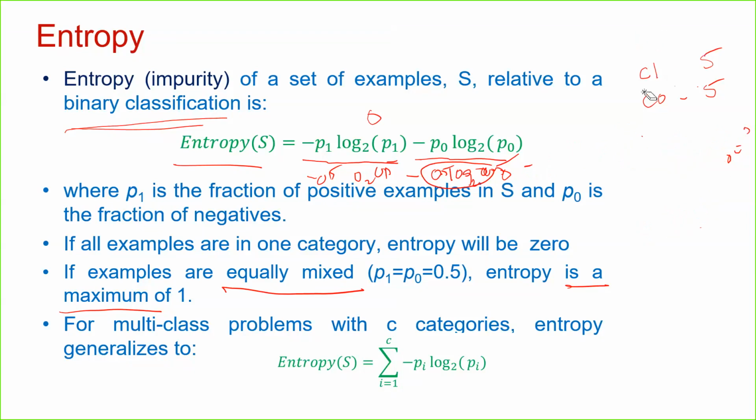What if it is a multi-class classification problem? Multi-class means there are k classes, where k is greater than 2. P1 is the fraction of class 1 instances, P2 is the fraction of class 2 instances, and so on. Pk is the fraction of class k instances. We compute this using the sum over i of minus pi log pi.